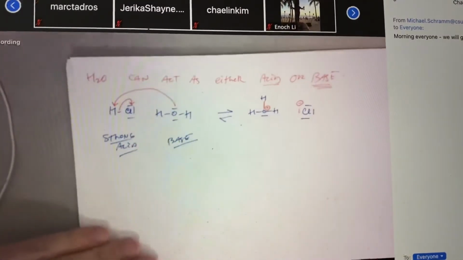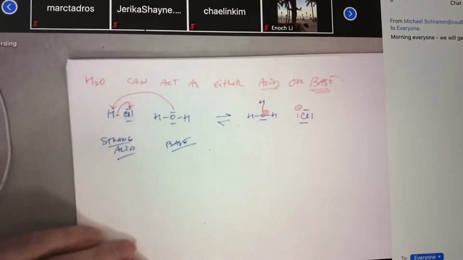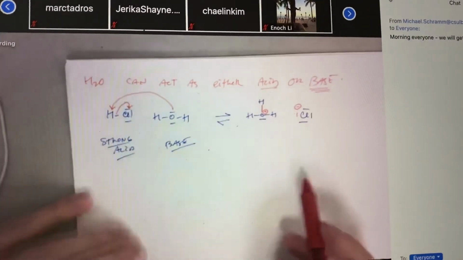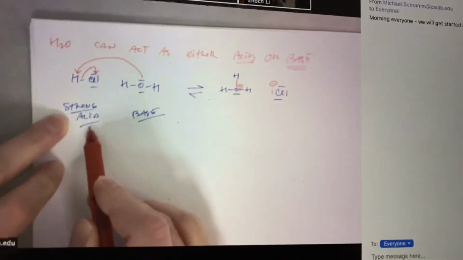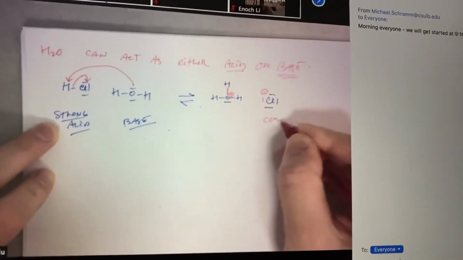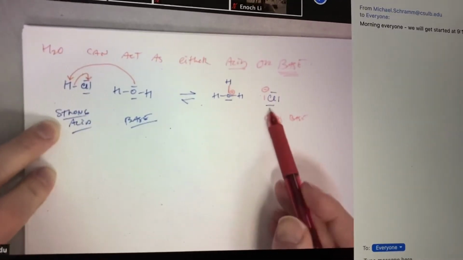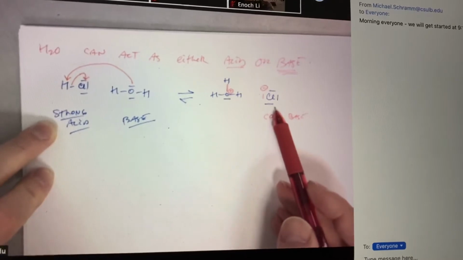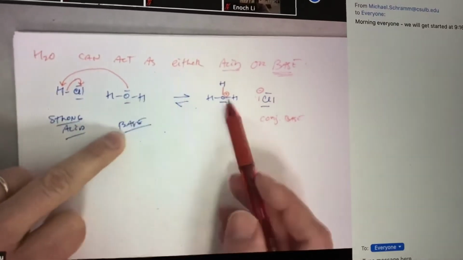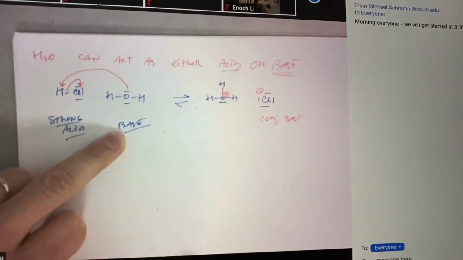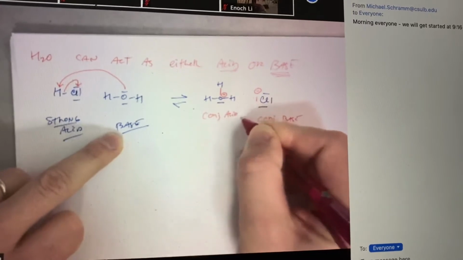Let's flip the script a little bit. We're going to show water acting as an acid. But first, what we'll also label here is this is the strong acid. This is its conjugate base. This is hydrochloric acid's conjugate base. It's missing a proton. Water served as the base here. When we're comparing these two things, we see that water has an extra proton attached to it. We know, therefore, that it's the conjugate acid.